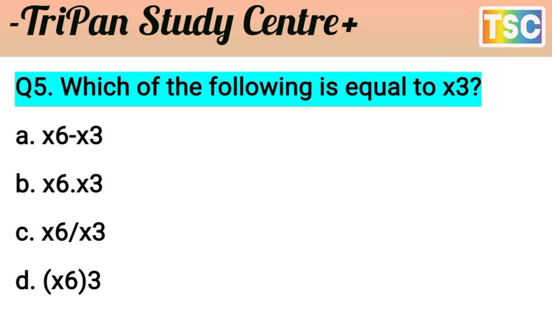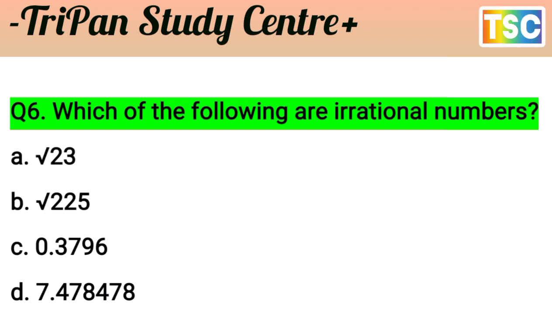Let's see the next question. The next question arrives here, that's important, and it is easy also. The question is: which of the following is an irrational number? The options are: A, under root 23. B, under root 225. C, 0.3796. And D, 7.4748478.